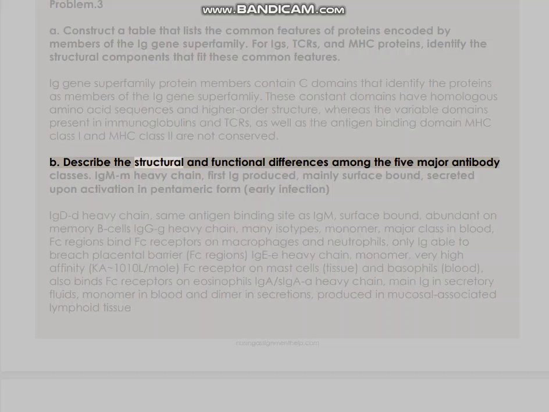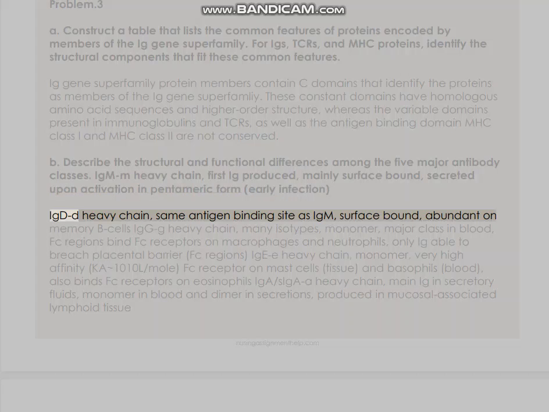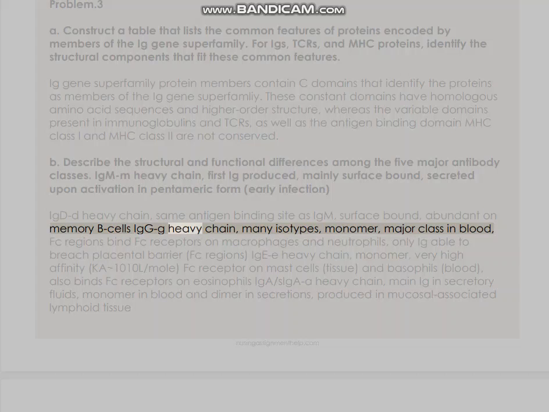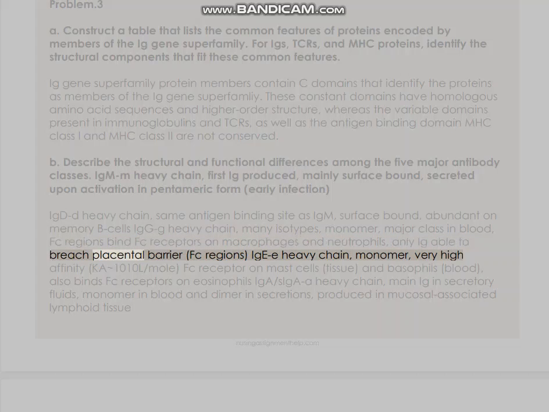B. Describe the structural and functional differences among the 5 major antibody classes. IgM heavy chain, first Ig produced, mainly surface-bound, secreted upon activation in pentameric form, early infection. IgD heavy chain, same antigen binding site as IgM, surface bound, abundant on memory B cells. IgG heavy chain, many isotypes, monomer, major class in blood. Fc regions bind Fc receptors on macrophages and neutrophils, only Ig able to breach placental barrier.